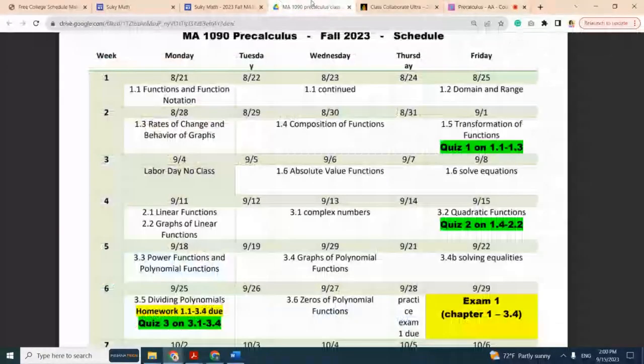Hi everybody, happy Friday. So today you have homework 2 about session 1.4 to 2.2. Okay everybody? So today you have a quiz. The quiz is online, right, in Blackboard.